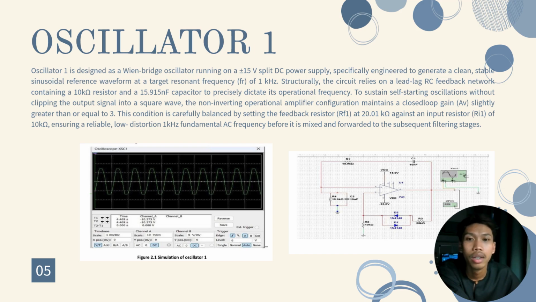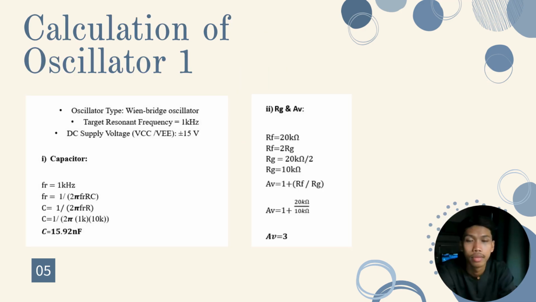The two pictures below are a simulation of oscillator 1 and the schematic circuit of oscillator 1. Calculation of oscillator 1. It is given the target resonant frequency is 1 kHz and the DC supply voltage is 15 volts. For the capacitor, we are using the formula of resonant frequency, which is Fr = 1 divided by 2 pi RC. Then change it to C = 1 divided by 2 pi Fr R. The resonant frequency is 1 kHz and the resistor is 10 kilo-ohm. The answer for the capacitor is 15.92 nanofarad.